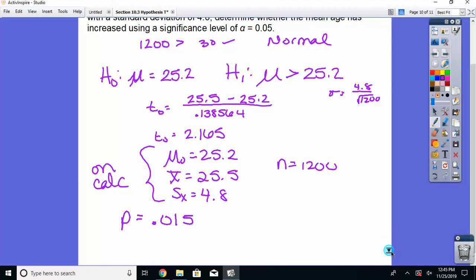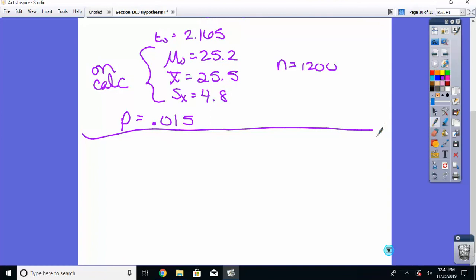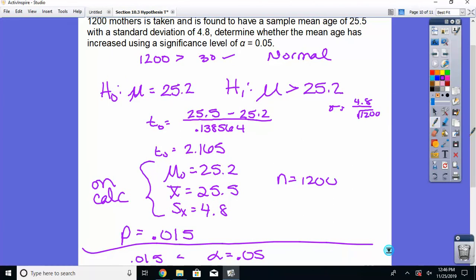Okay, how do we know if we reject or not? If it is less than. Right. What was my alpha? 0.15. So my p is smaller than my alpha, which means we reject the null hypothesis. Okay, so what this is telling us is if we tested this, we can say that the mean age has increased.